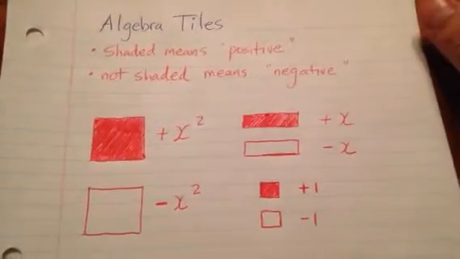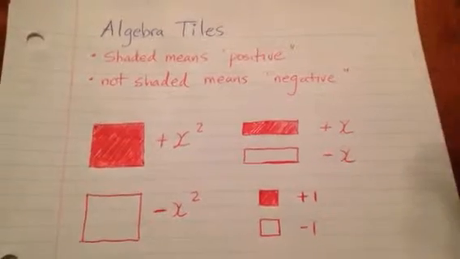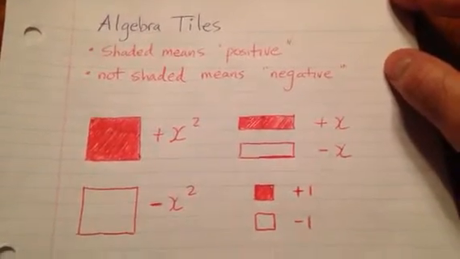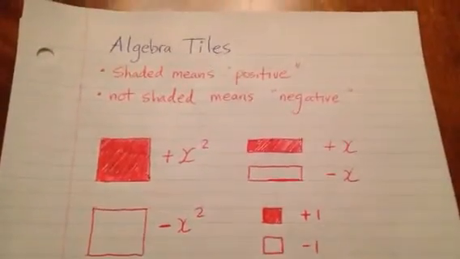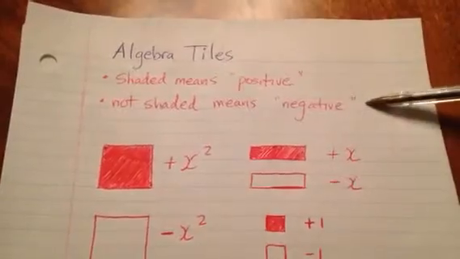Hello, grade 9s. This is our lesson on polynomials called combining polynomials. So the first thing we have to remember is our algebra tiles. Just remembering that shaded tiles means it's positive, non-shaded tiles means negative.